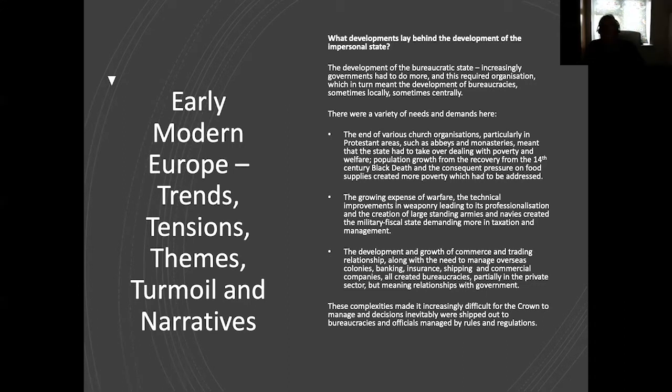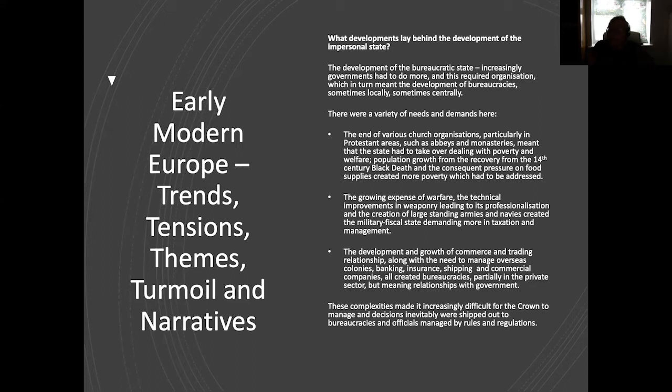What developments lay behind the development of the impersonal state? Right. To be honest with you, it's the development of a bureaucratic state. Part of this is increasingly governments had to do more. And this required organisation, which in turn meant the development of bureaucracies. Sometimes these were actually local, like the poor laws, for example, sometimes centrally. And I've said there are three basic parts to this, I think.